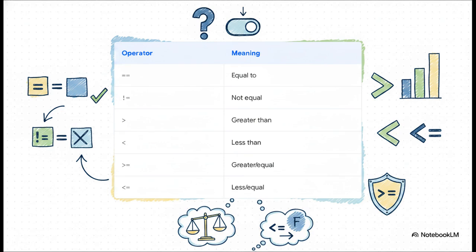Well, we use comparison operators. You briefly met these in Week 2, but today they really become our main tools. They are the mathematical building blocks we use to evaluate conditions and create those true or false Booleans.